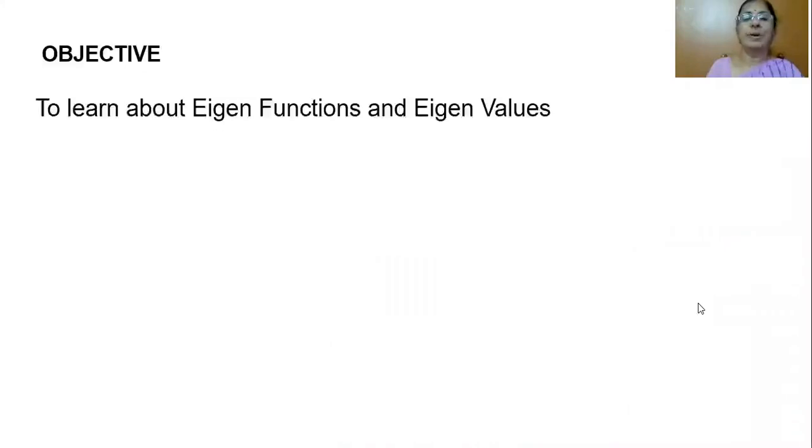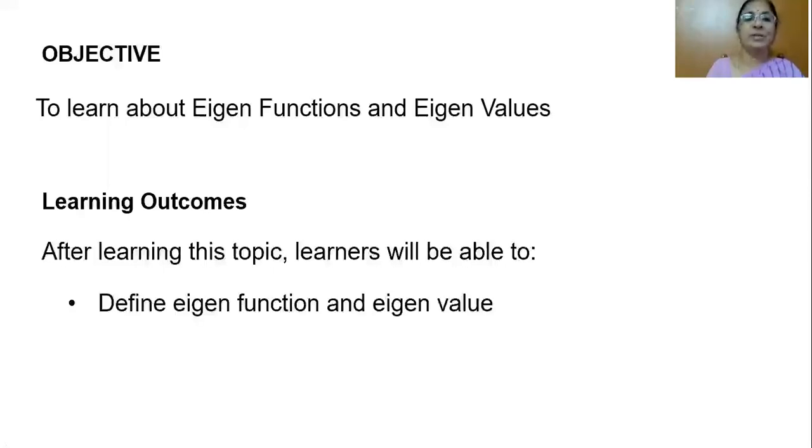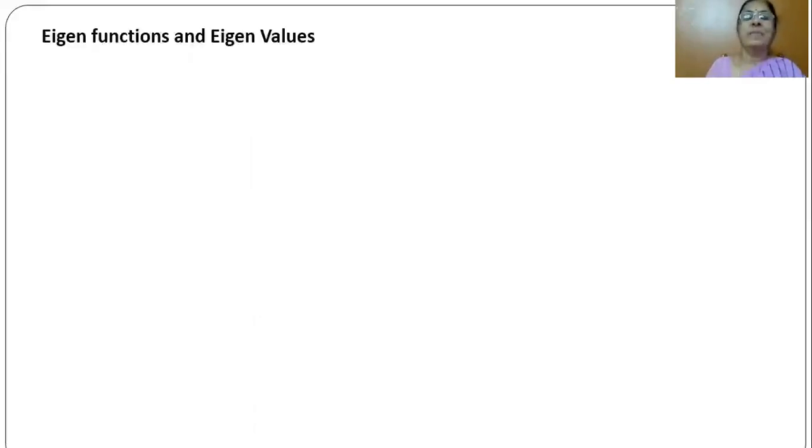The objective of today's talk is to facilitate you to learn about eigenfunctions and eigenvalues in quantum mechanics. Learning outcomes will be that after learning, you will be able to define what is eigenfunction and eigenvalue. You will be able to explain operator and operand, and after the mathematical operation, you will be able to identify eigenfunction and eigenvalue. Let me explain what are called eigenfunctions and eigenvalues.